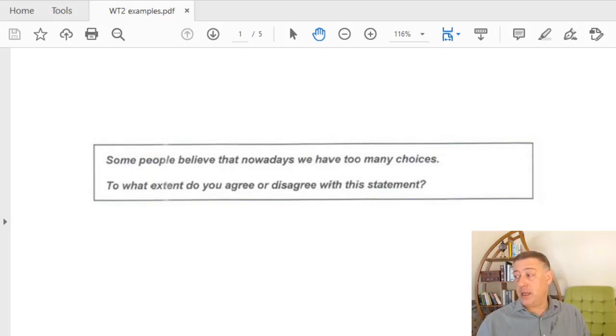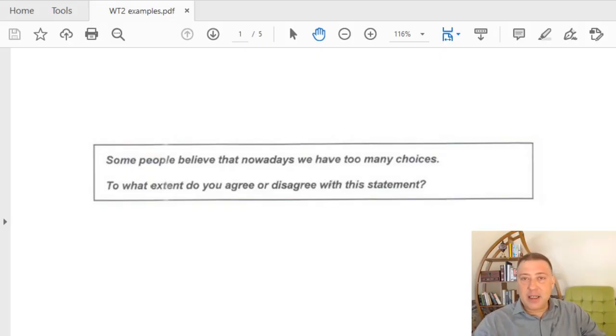And to what extent do you agree or disagree? Again, you have to decide. Think about all the different things you have choice in: entertainment, food, types of jobs that you could do, places to get your news, places to buy clothes, places to go shopping, varieties of information on the internet.